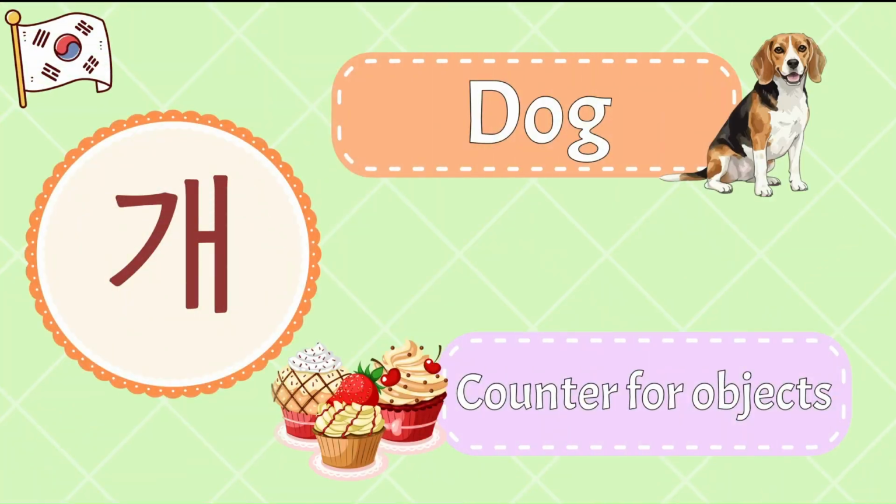개. It could mean dog, or 개 is also the counter for objects. We know there are various Korean counters to count different things, objects, or any other noun in Korean language. So the counter for counting objects like 3 cupcakes or 4 chocolates or 5 apples, in that case, we use the Korean counter 개.